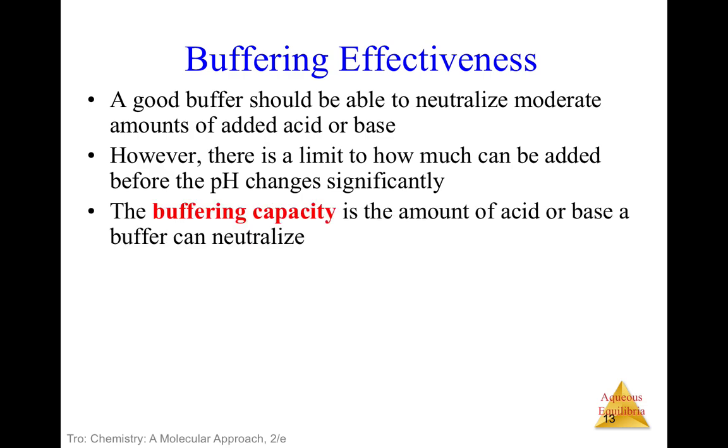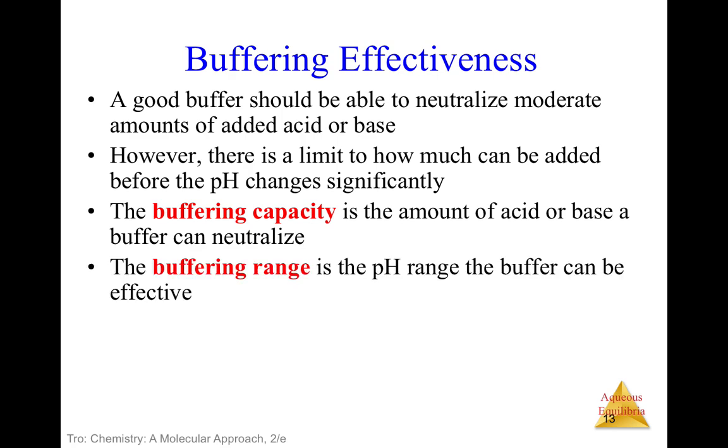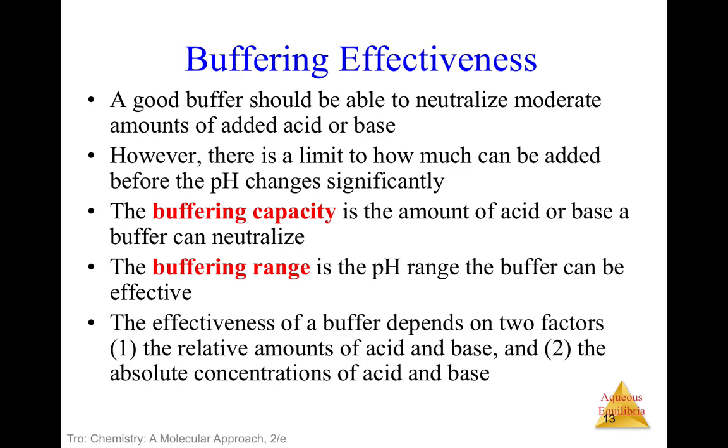Buffer capacity is the amount of acid or base a buffer can neutralize. So how many moles of acid or base can be added before you've destroyed your buffer. And the buffer range is the pH range a buffer can be effective. So you might have a buffer that's really good from maybe 3 to 5 pH units, but wouldn't be a good buffer for a pH of 7. So you find another weak acid conjugate base pair that could provide a buffer around 7. We'll talk about that in a minute.